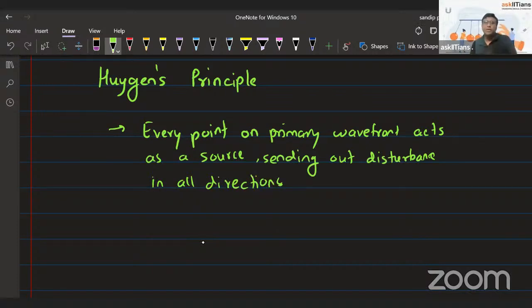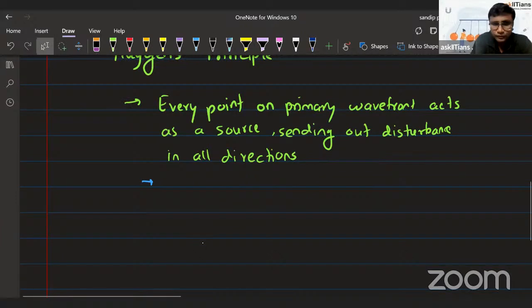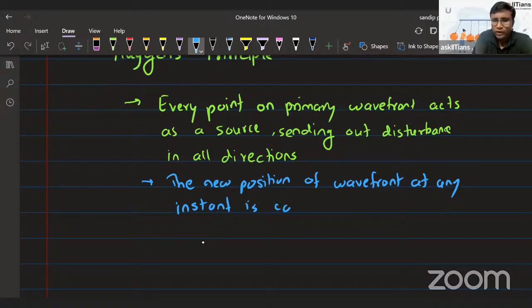Just like the original point source, you can say, right? Like that. And so because of that, what are we going to get? We are going to get another wavefront. Right? So the new position of the wavefront at any instant is called the secondary wavefront.